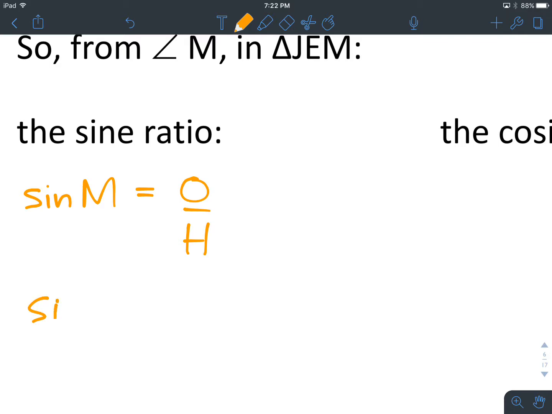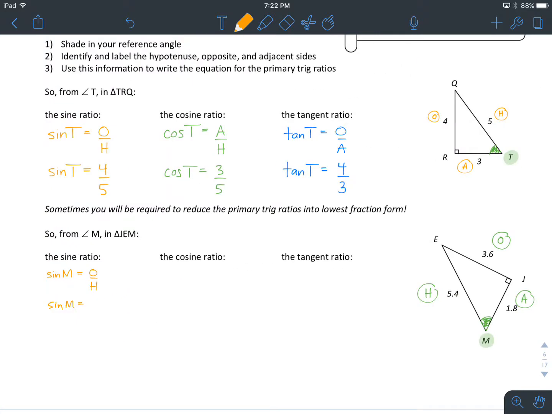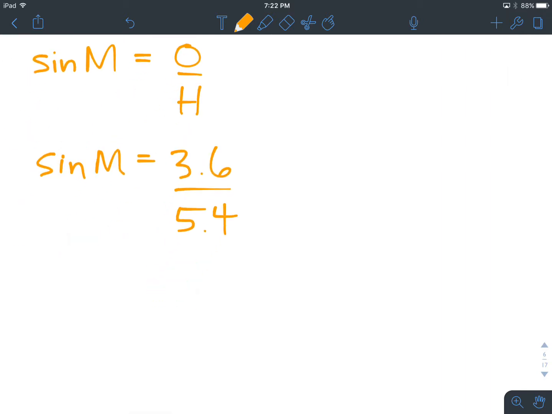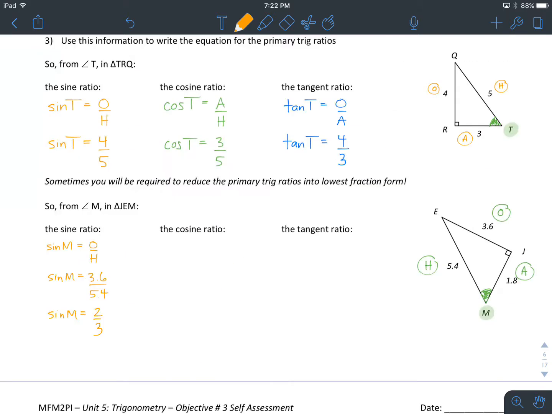And we're going to go back and have a quick look at our triangle and see what O and H are. So our O value is 3.6 and our H value is 5.4. Now this is a fraction, but it is not yet in lowest terms. So when we reduce this fraction to its lowest terms, we end up with 2 over 3. So what I'd like you to do now is hit pause in the video, and go ahead and label the cosine ratio and the tangent ratio.